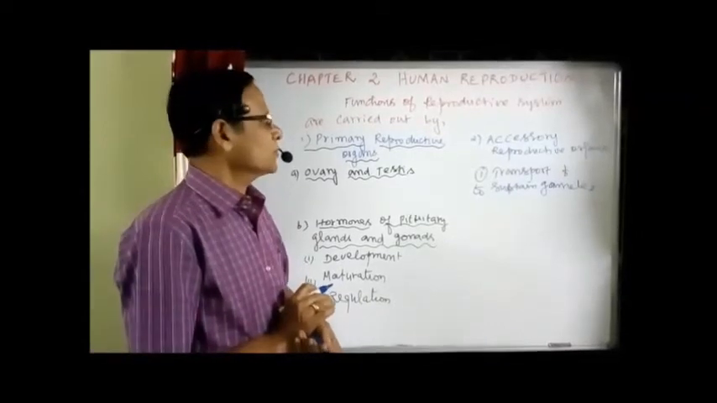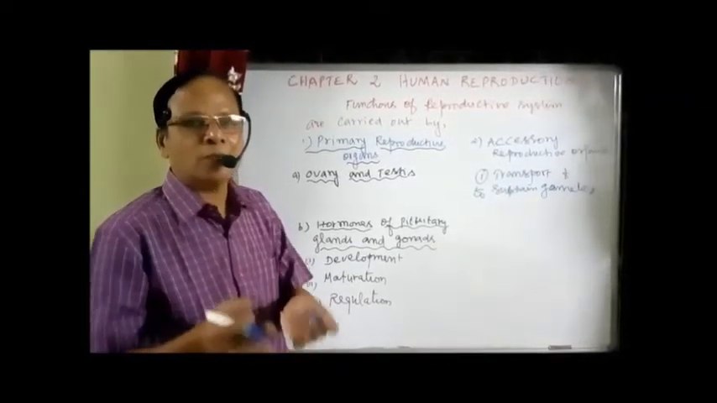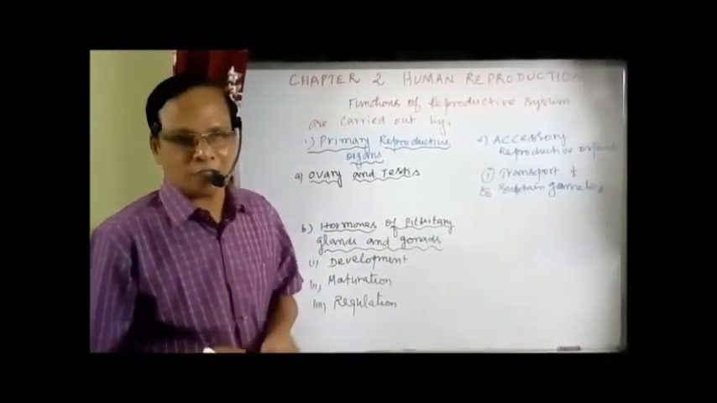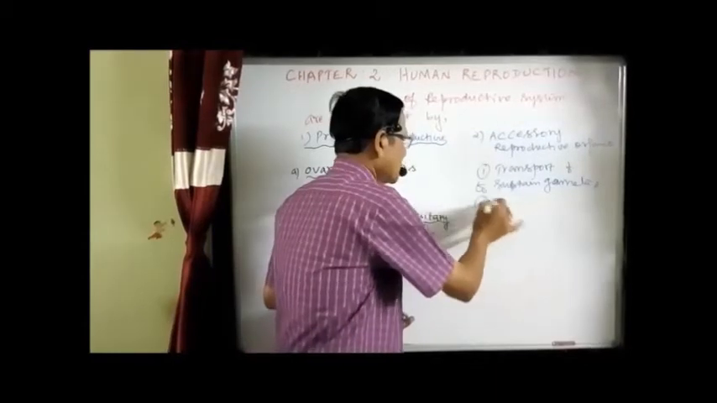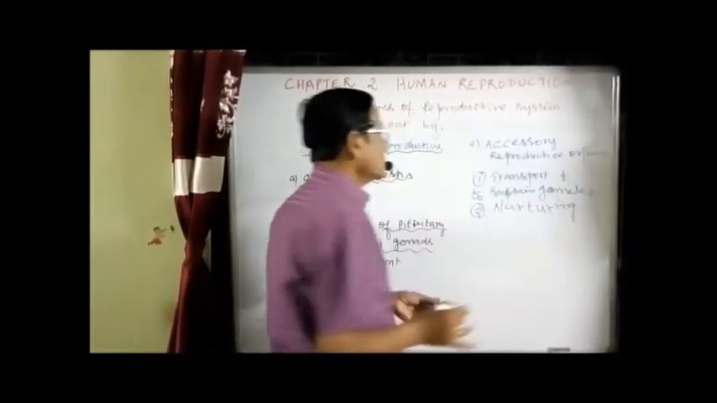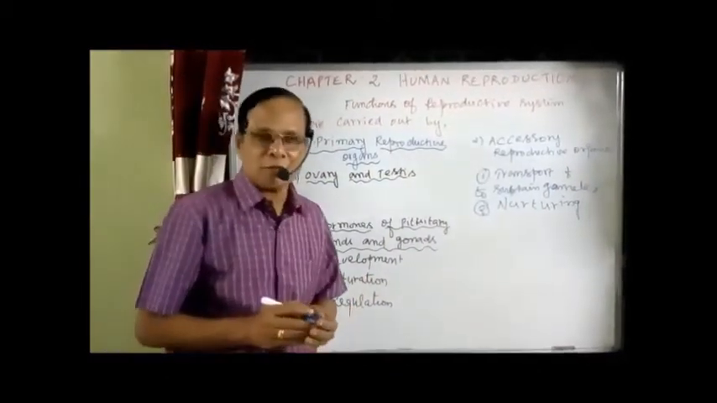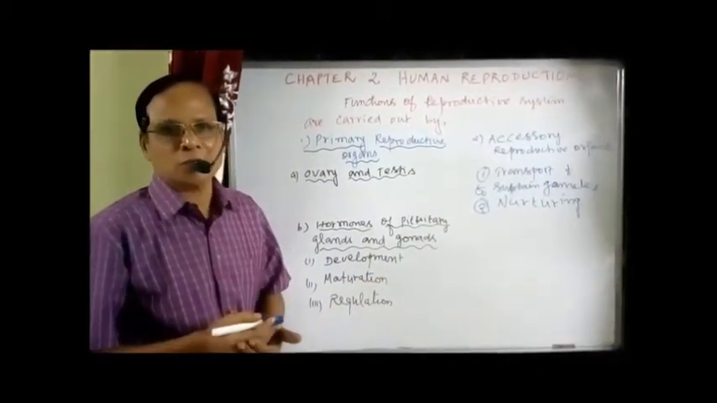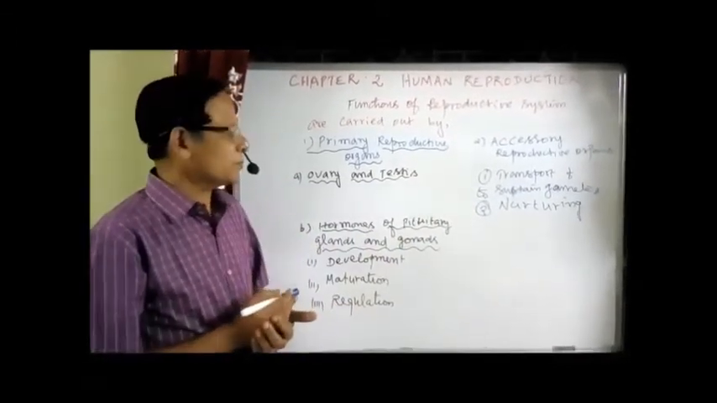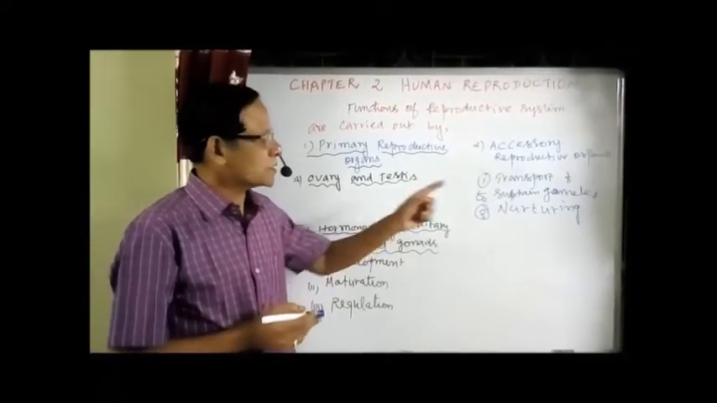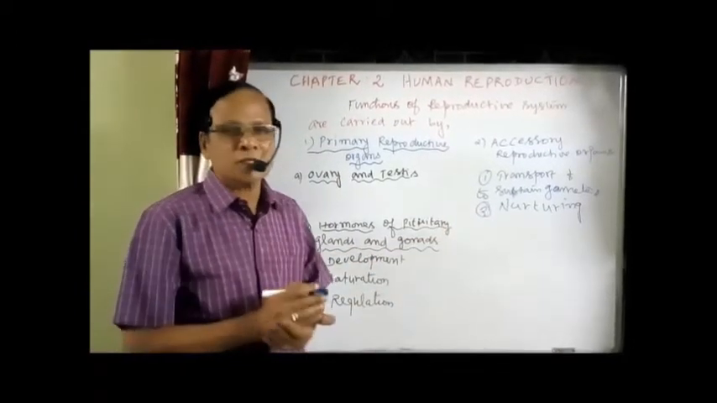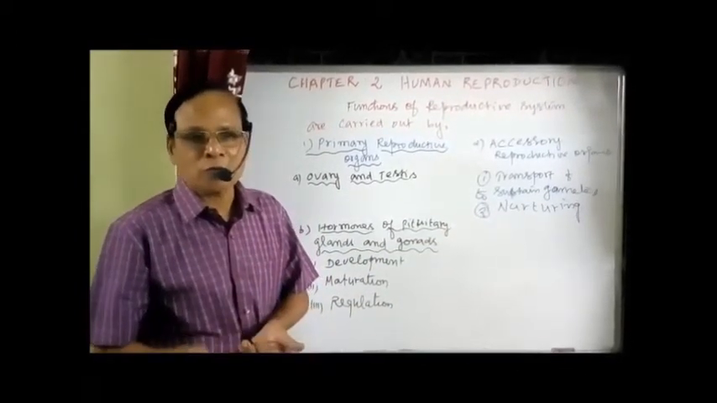And also for nurturing the developing embryo, for nurturing the developing offspring, or nurturing the developing fetus. These are the 2 functions: nurturing, looking after, till birth. So the accessory reproductive organs, for example, the uterus is an example for accessory reproductive organs for bearing the fetus that is undergoing development. So one, the transport and the sustain the gametes, maintaining the gametes without being damaged. The second one, nurturing the offspring, the one which is developing in the womb of the mother.